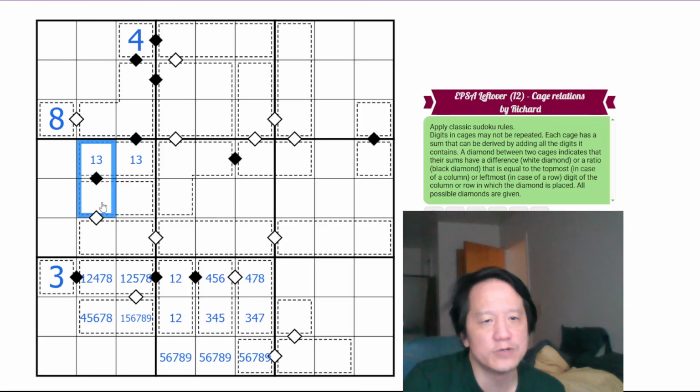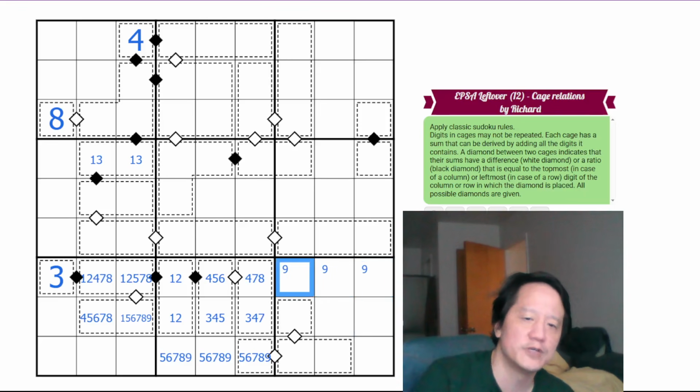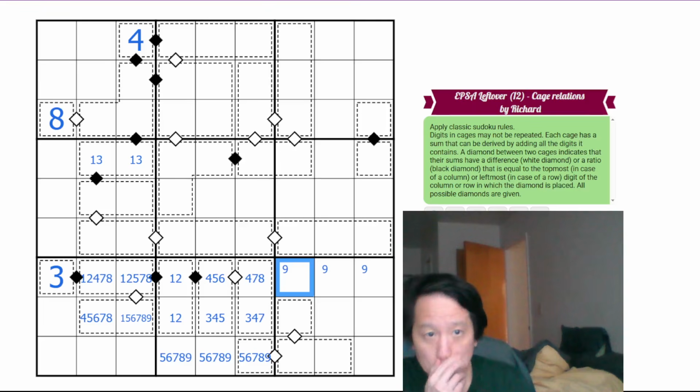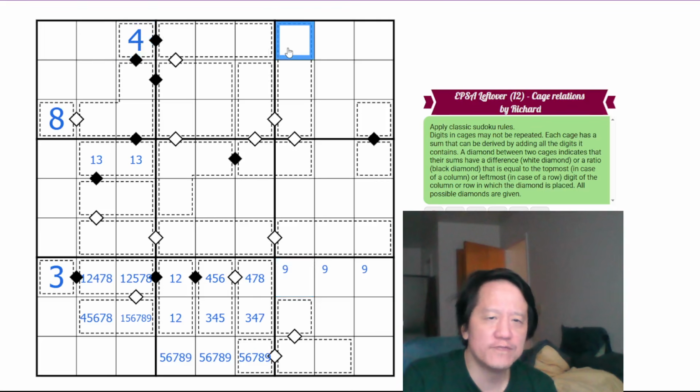4, we don't know what this difference is. Where is 9 in row 7? It must be here. So this must be 4 times another digit.